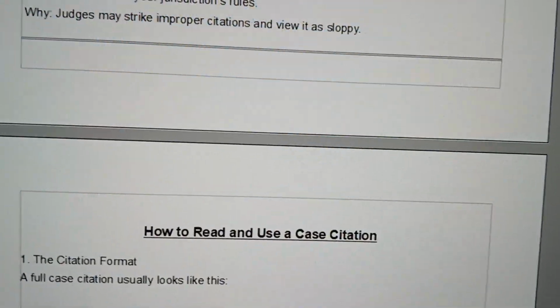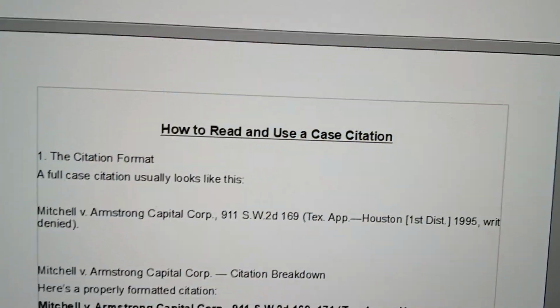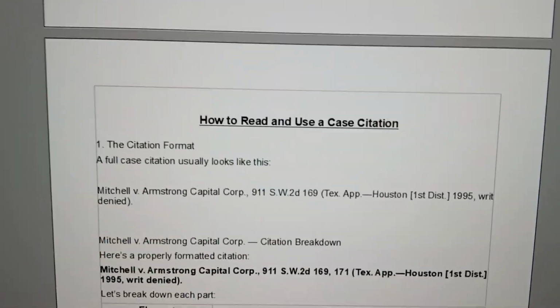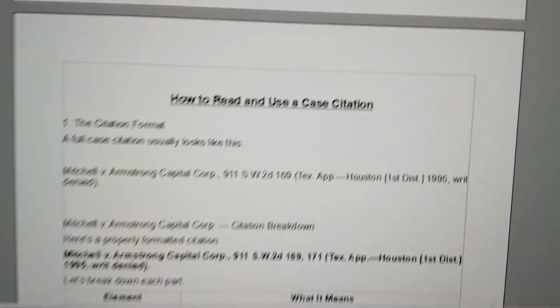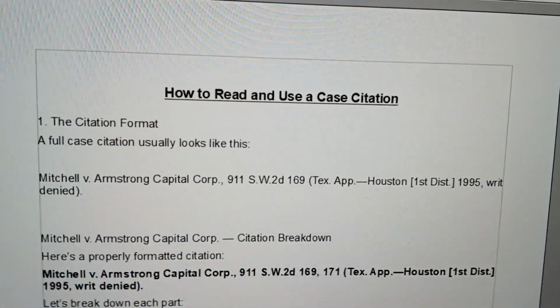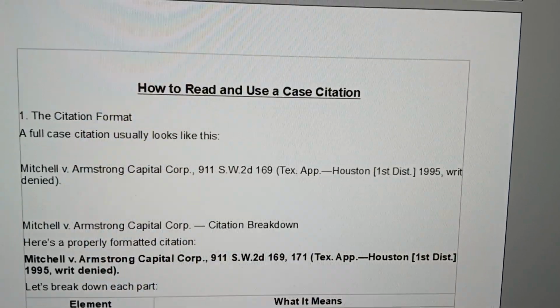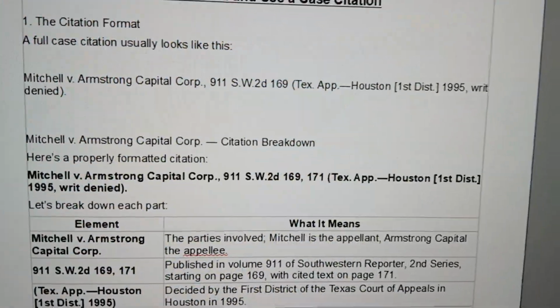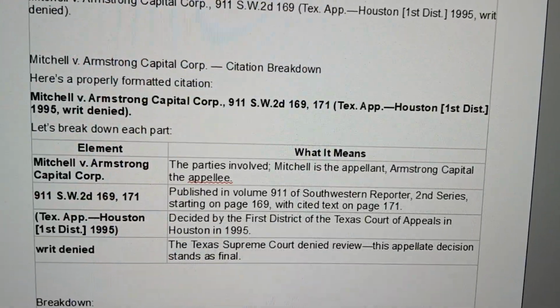Okay. Now let's take a look at how to properly read a case citation, guys. I think a lot of people don't know this and need to know this. We're going to use Mitchell versus Armstrong Capital Corp. again, as it's a good example. And this is how it looks, guys. Let's break it down so you understand this.